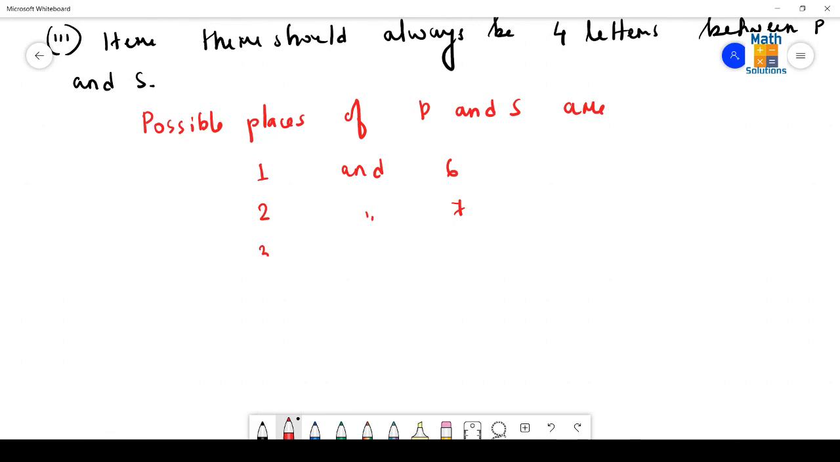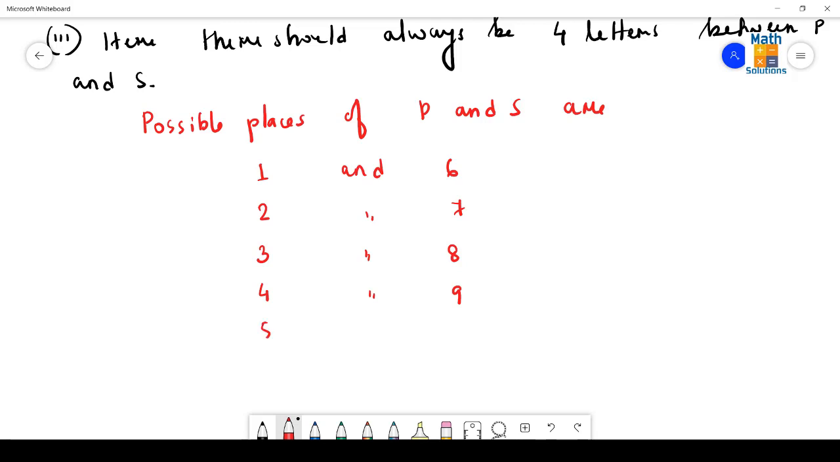Similarly, when P is in the third place, of course S should be there in the 8th place. When P is in the 4th place, then S should always be in the 9th place, then only there will be 4 letters in between, 4 positions left between the 4th place and the 9th place. In total we are having 12 places, because 12 letters were given.